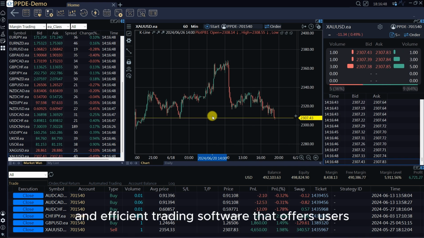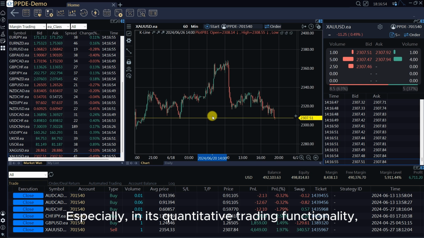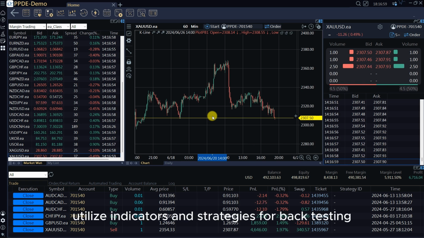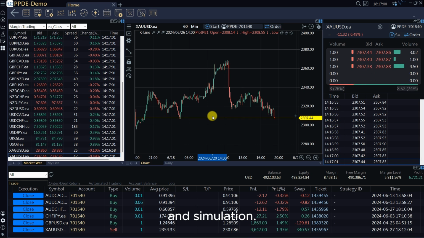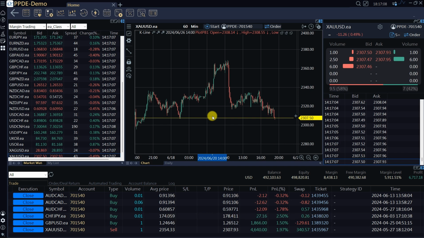EzQT is a simple and efficient trading software that offers users swift trade and easy profits. Especially in its quantitative trading functionality, users can utilize indicators and strategies for back-testing and simulation. Moreover, in the market, the demand for advisors surpasses the brokers.